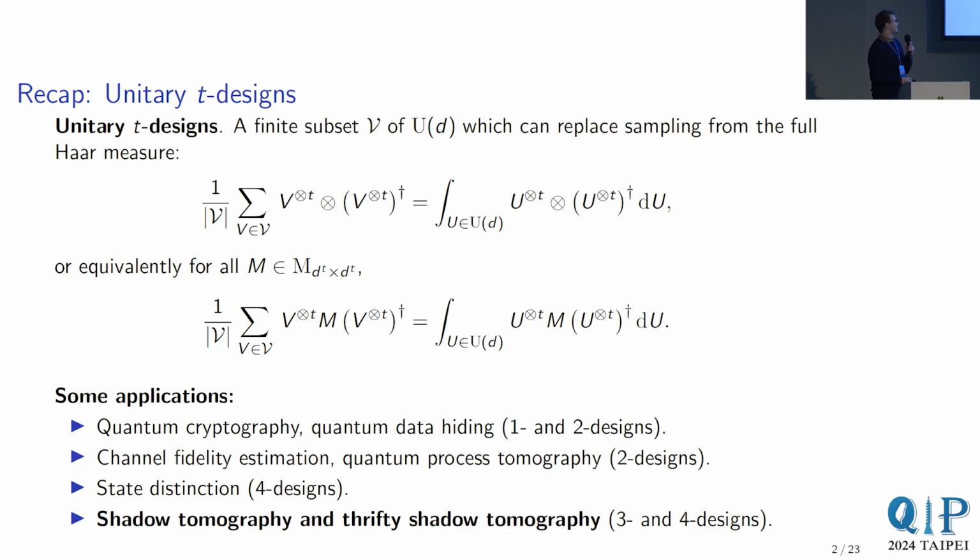And there are many applications of unitary designs in quantum information science. For example, quantum cryptography, quantum data hiding, channel fidelity estimation, quantum process tomography. These use one or two designs. State discrimination uses 4 designs, and shadow tomography and thrifty shadow tomography use 3 and 4 designs respectively.